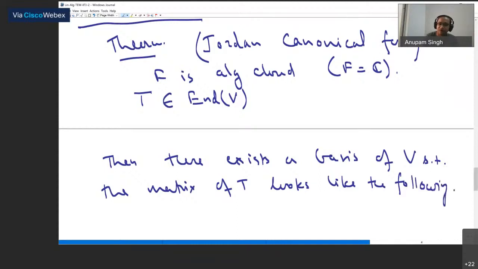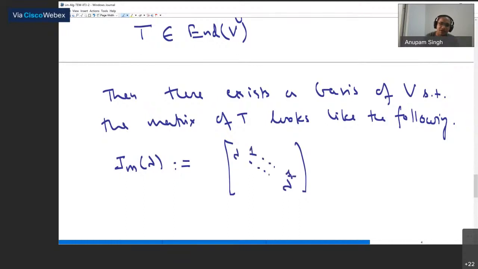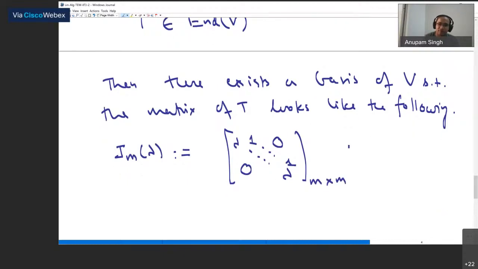To define what it looks like, we first define what is called a Jordan block. Let's say a Jordan block of size m with respect to lambda, where lambda is some scalar. This is just a notation. You put lambda, lambda, lambda on the diagonal and 1, 1, 1 above the diagonal. Even if you take 1, 1 below the diagonal, it's fine. Some books or some people take 1s below the diagonal. Either notation is fine. So it is an m by m matrix with lambda on the diagonal. This is usually called an elementary Jordan matrix or Jordan matrix.